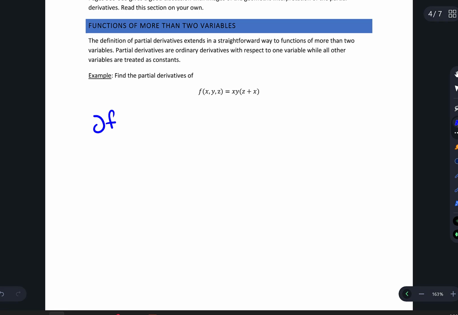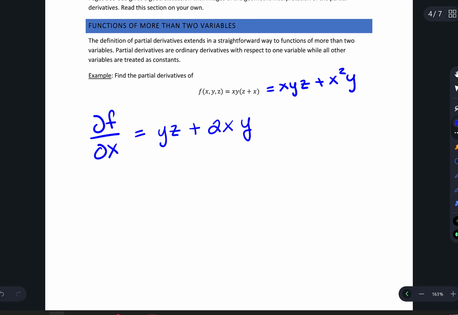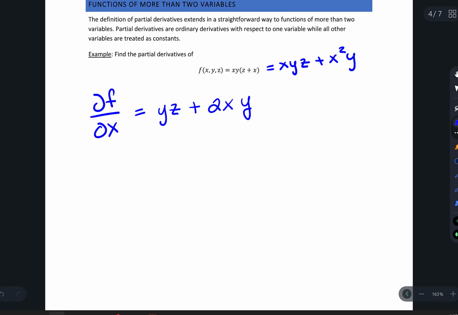So notice the partial derivative of f with respect to x. To make this a little bit easier on myself, I am going to go ahead and multiply through that xy. So notice both terms here involve the x. The y and the z are going to be treated as constants. So the derivative with respect to x of the first term is just yz, because y and z are constants. And the derivative with respect to x of the second term, using the power rule, is going to be 2xy. And again, the y is there because we're taking the partial derivative with respect to x, so we're treating y as a constant.